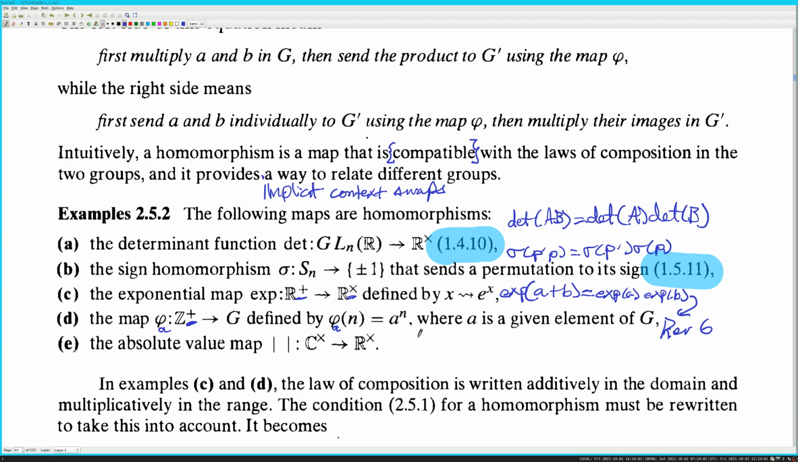Phi a, okay. And so this is reflective of the fact that phi a of n plus m is equal to a to the n times a to the m, which is a to the n plus m. So by definition, phi a of n plus m is a to the n plus m, which is equal to a to the n times a to the m, which is equal to phi a of n times phi a of m. Okay.